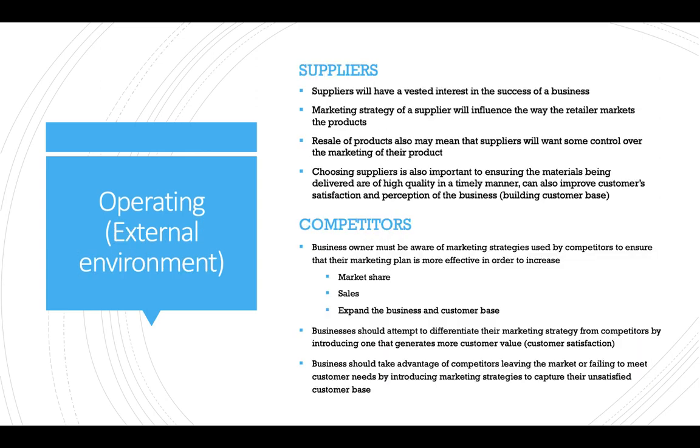In terms of the external, the macro, continuing with the operating environment, we've also got suppliers and competitors. Okay, we've just recently looked in detail at suppliers. So this should be relatively logical and easy to piece together for you. So suppliers obviously have a vested interest in the success of a business, because if people aren't purchasing the supplier's products, then it has a domino effect.